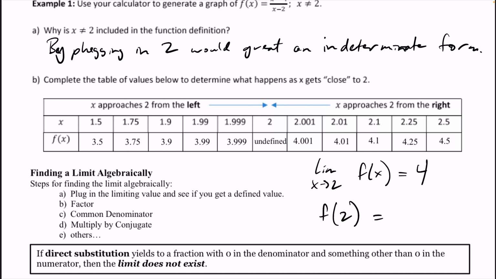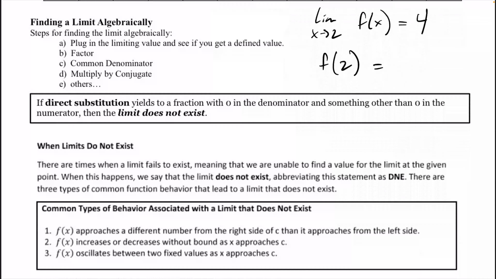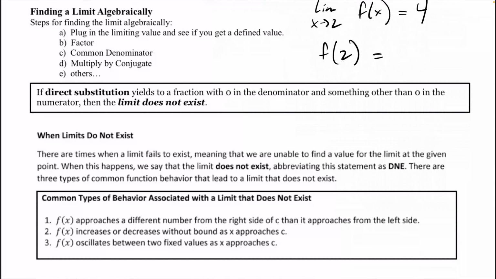If this was approaching 4 and that was like a 5 or a 6 or a 7, all these numbers were different, right? Then it would be does not exist, right? Because they're approaching 2 different numbers. Okay? Not too bad. So the big one, the one we're going to spend most of our time with, is called analytically. Sometimes it's called algebraically. It's the same thing. Okay.